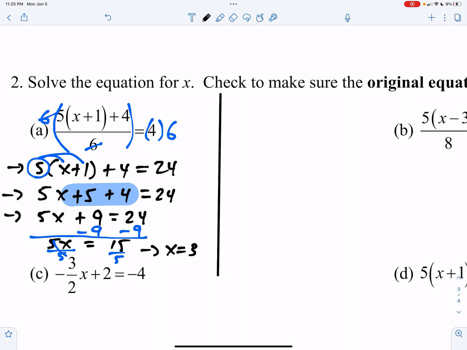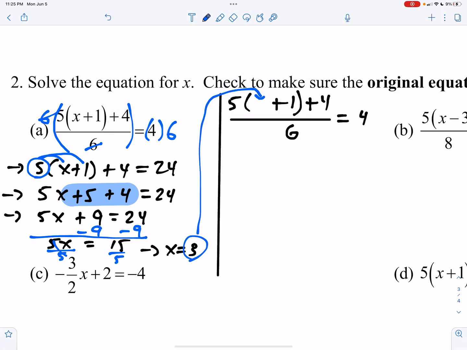Okay, so we're going to go 5, parentheses, plus 1, plus 4, over 6, and we're going to see if all that is equal to 4. Okay, and remember, I'm plugging in my answer of 3 right in there. So remember, focus on what we did first. We added 1, then multiply that result by 5, then added 4, then divided by 6. We're going to do that in that order.